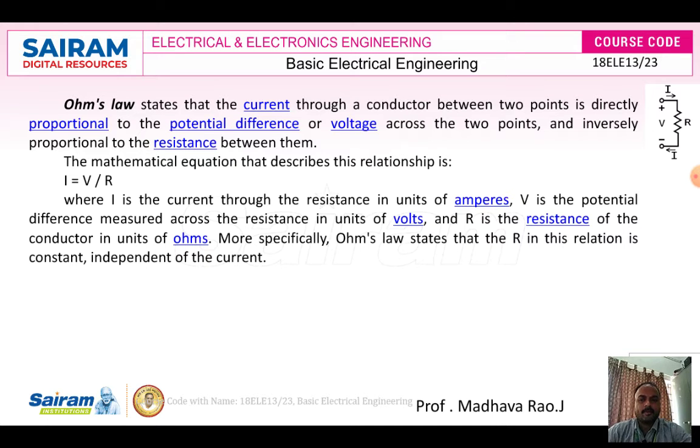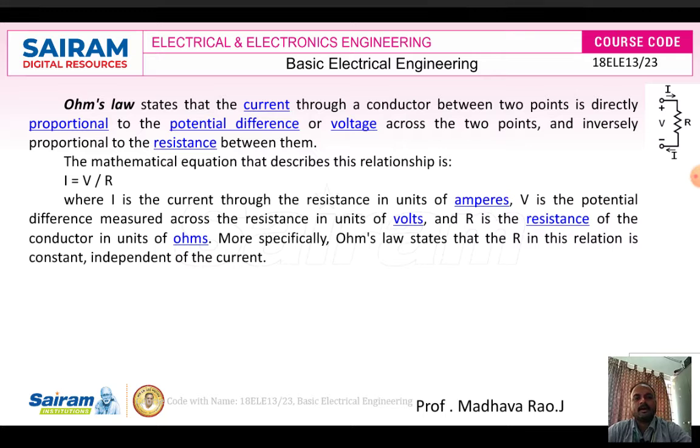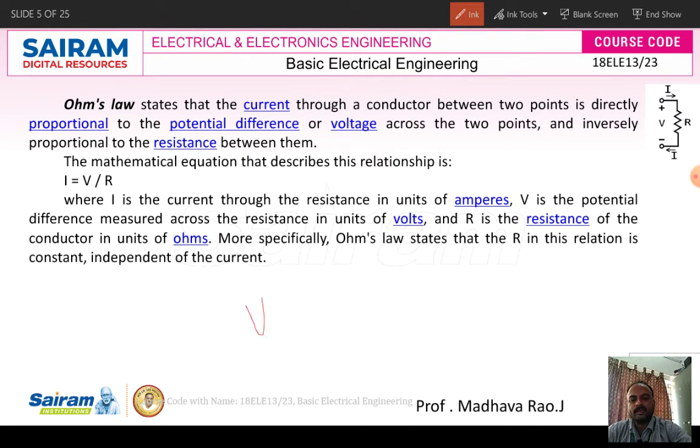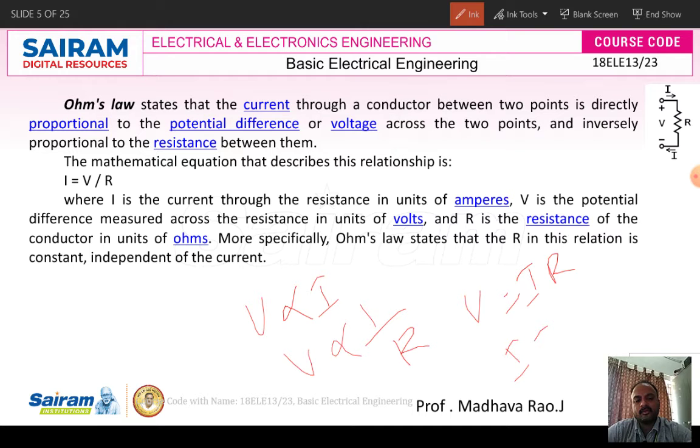So according to Ohm's law, the current flowing through a conductor between two points is directly proportional to potential difference or voltage across the 2 points and inversely proportional to resistance between them. So here according to Ohm's law, V is proportional to I and V is proportional to 1 by R, or that is inversely proportional to resistance. So mathematically we can write, V is equal to IR or I is equal to V by R.